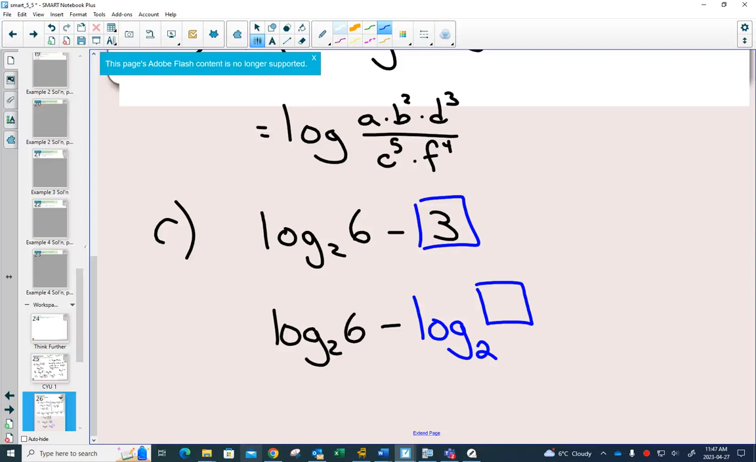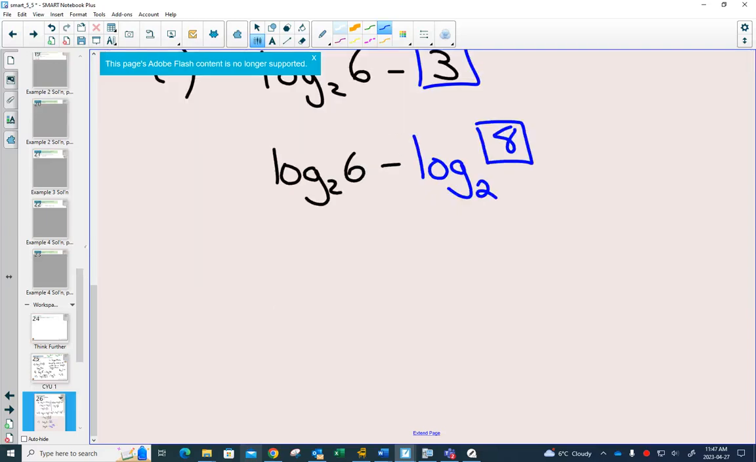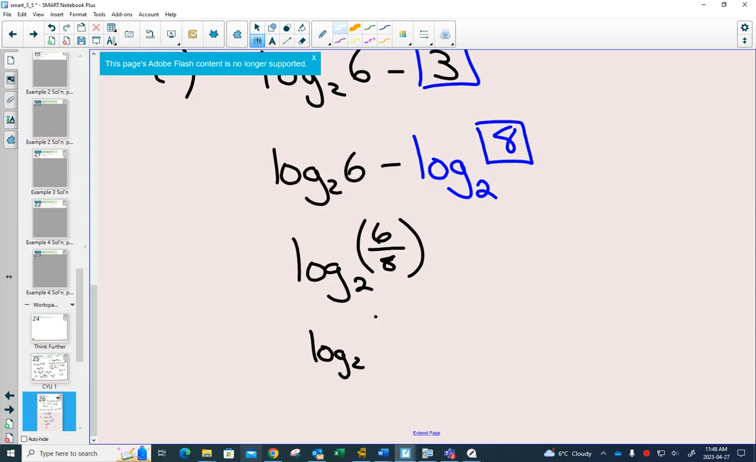Nice. Yes, it is 8. 3 is equal to log 2 of 8, and if I rewrite the 3 as a log, now I can use a log law. Log 2 of 6 minus log 2 of 8 would be log 2 of 6 divided by 8. Which is the same as, well, not beautifully, it's just simple reduction, right? Log 2 of 3 over 4.